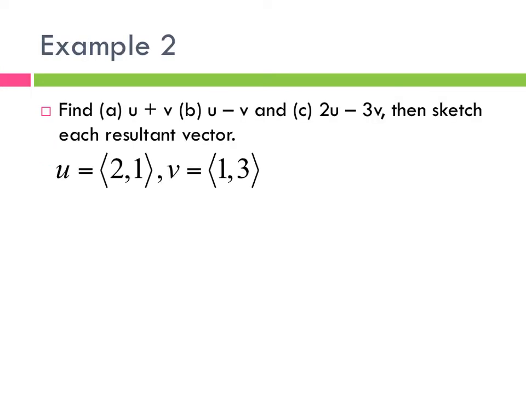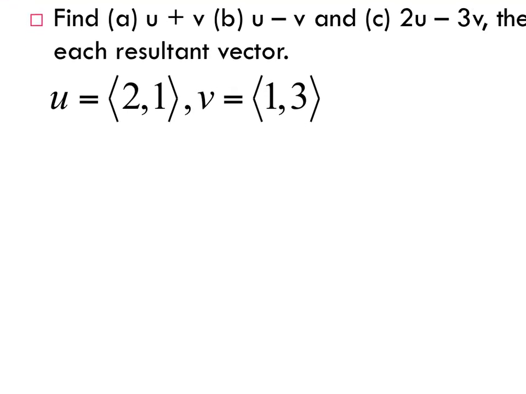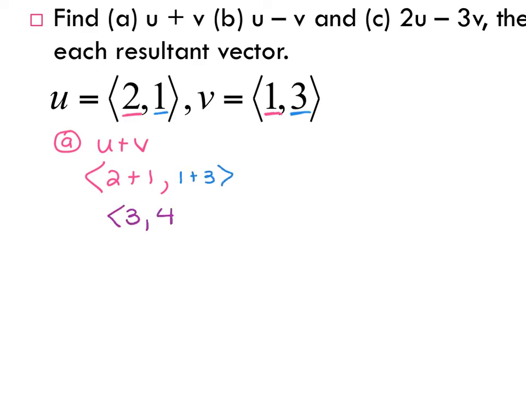All right. So this one has multiple parts. It says find A, U plus V, B, U minus V, C, 2U minus 3V, and then sketch each resultant vector. So we're going to find A, which is U plus V first. U plus V says take the first U and the first V and add them together, so 2 plus 1. Then take the second U and the second V and add them together. And my resultant vector is 3, 4.